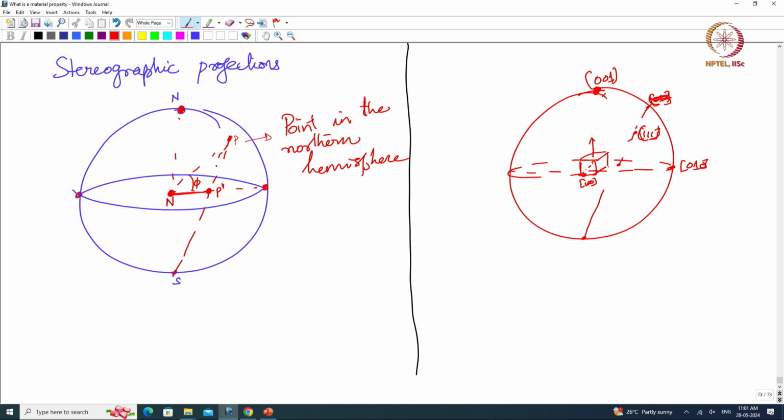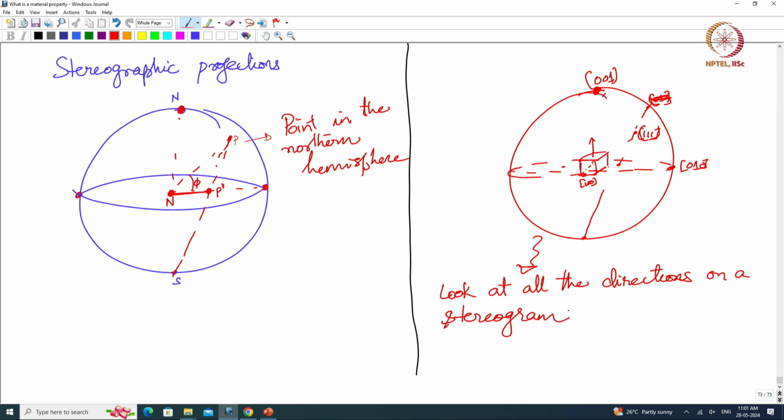Similarly I am going to represent the 1 1 1 bar direction as another point on this equatorial plane. So instead of looking at all these directions spread over a sphere, a hemisphere, I am going to look at all these directions on a stereogram. Okay. So if I do this projection exercise in a cube.